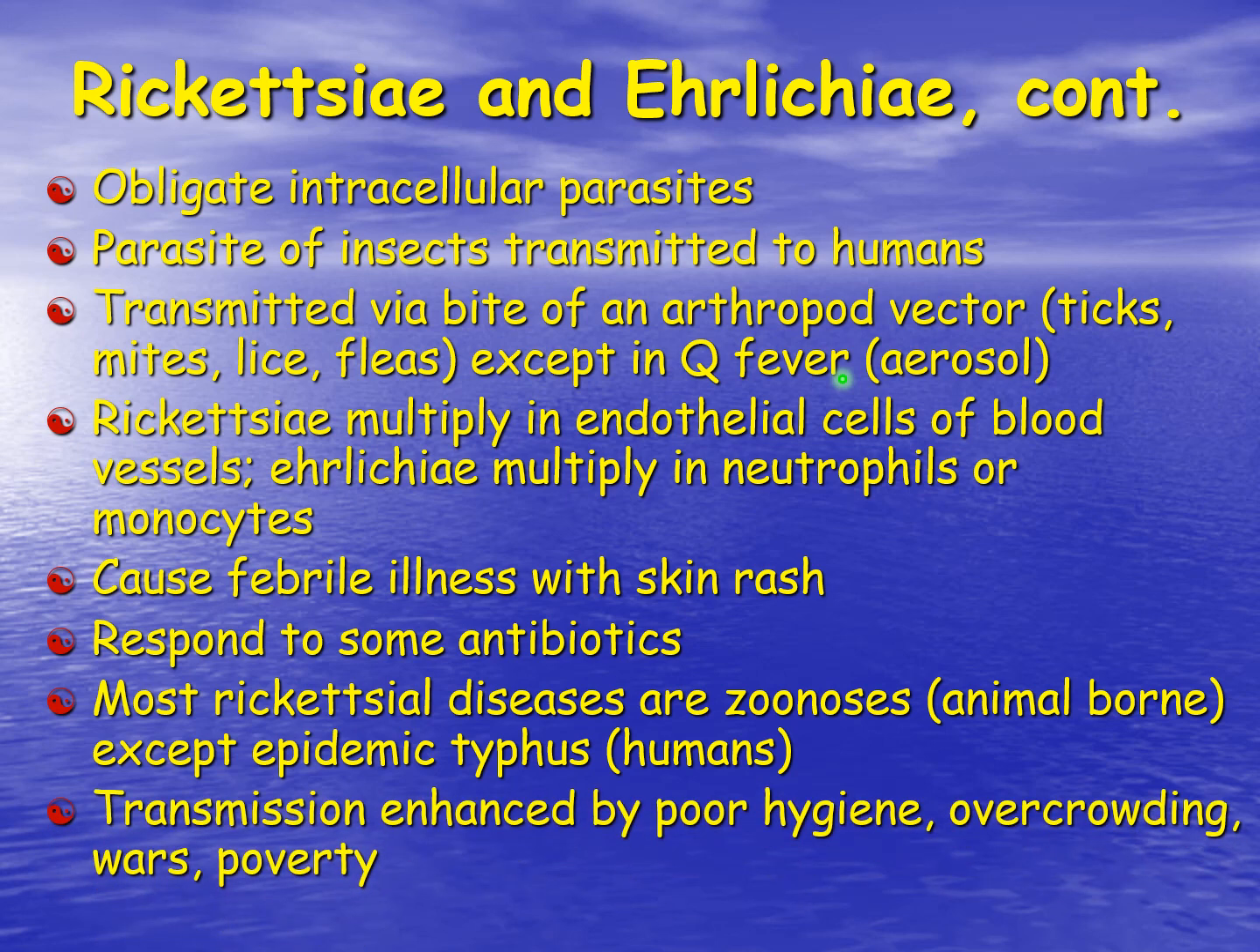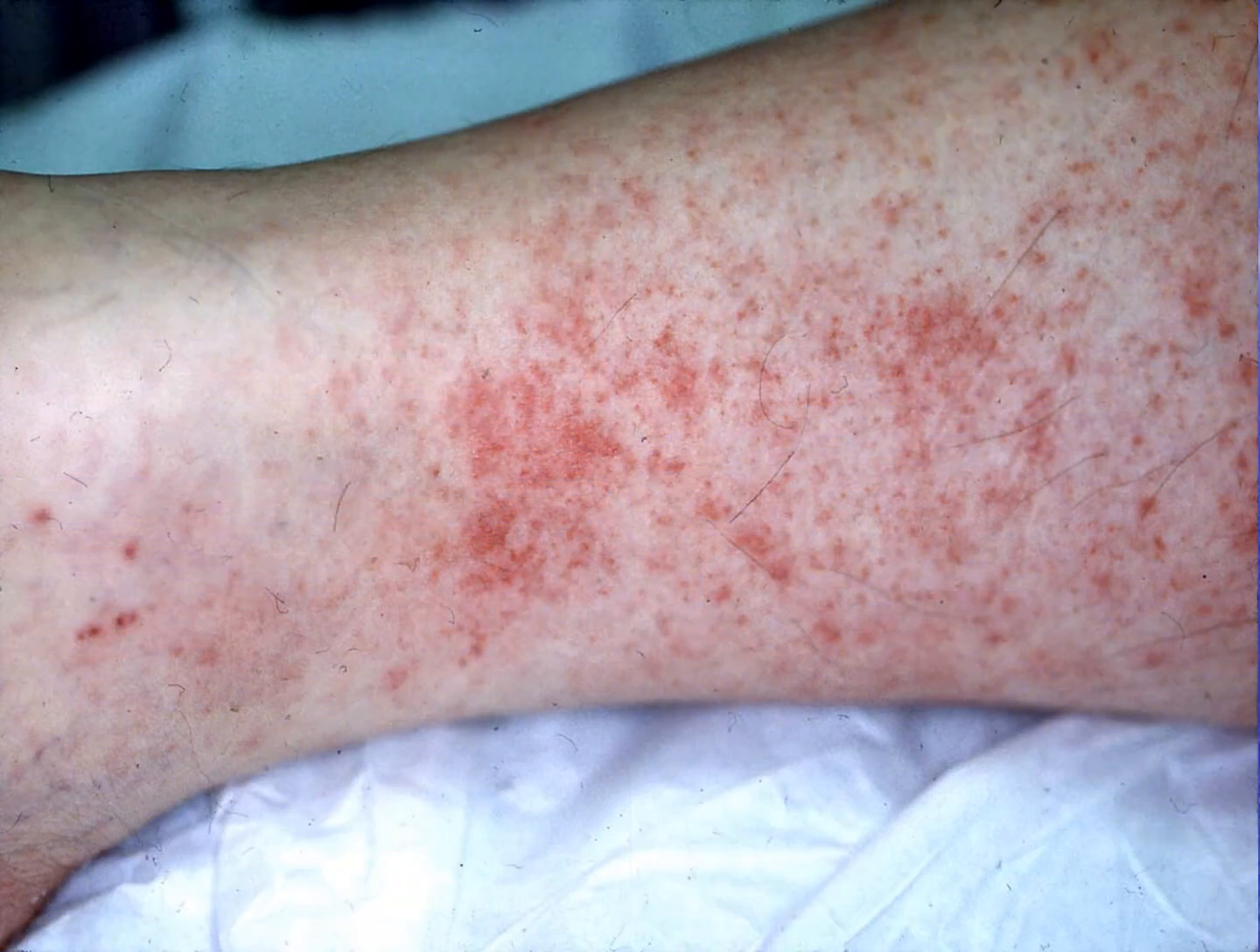And transmission of these diseases is typically enhanced by poor hygiene, overcrowding of the animals and or humans, certainly wars, poverty, anything that would cause an increase in the vector population. This is the classic rash that we see with the spotted diseases like Rocky Mountain spotted fever and Ehrlichia diseases.